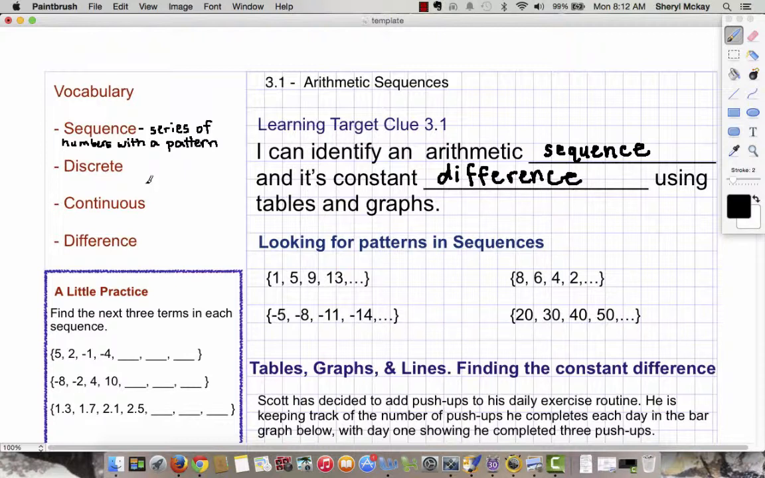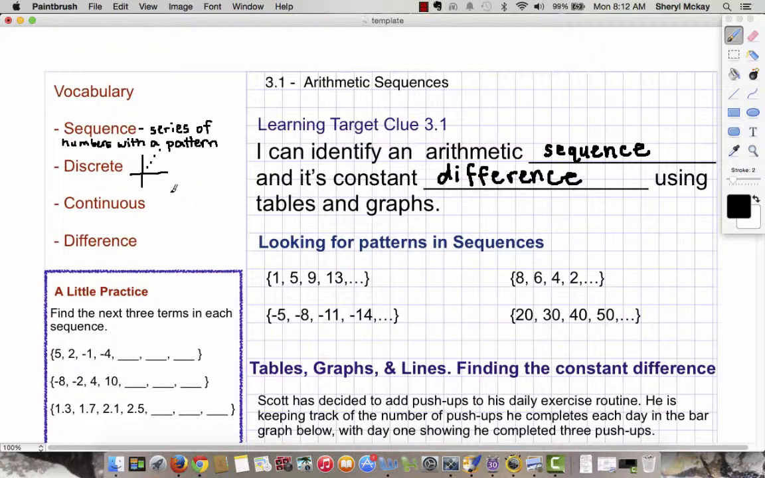So a discrete sequence has individual points, and you're going to see this when we graph things. So for example, if we were going to graph a sequence, we might graph the points like this. That is a discrete sequence. It means that each point stands alone and it's not connected by a line. And you'll understand more of that as we go through this.